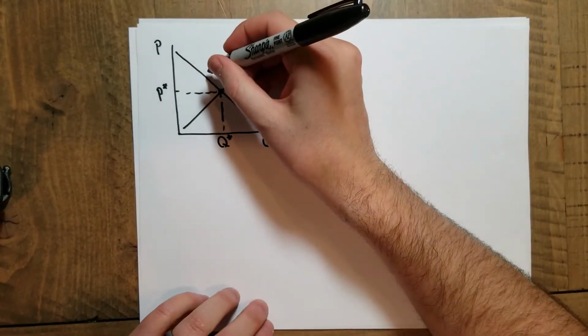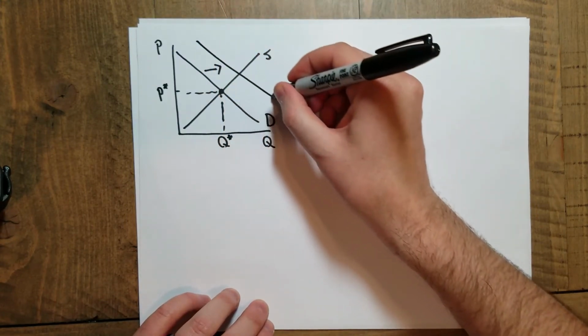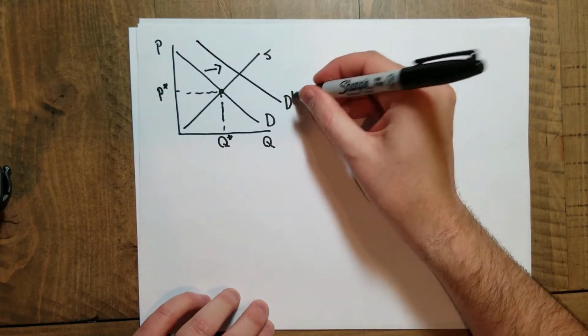So let's draw that in here. We're going to take this demand, point an arrow right there, and draw a new demand curve over to the right of it. I'm going to mark it with D prime. Prime is just a shorthand that economists tend to use for the new one.